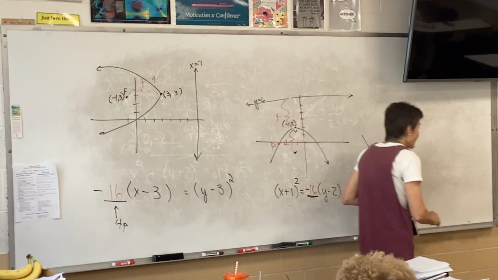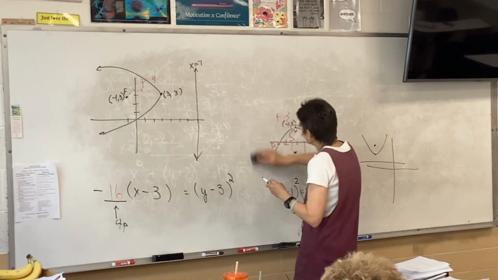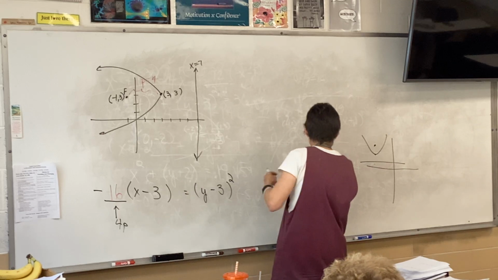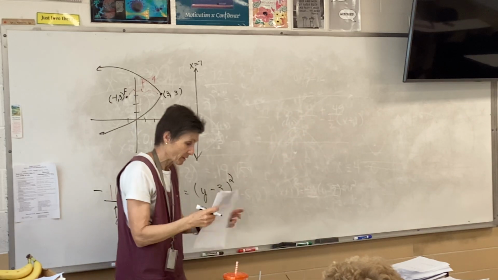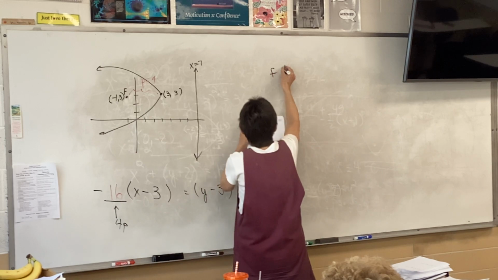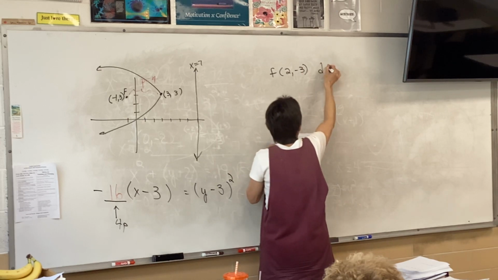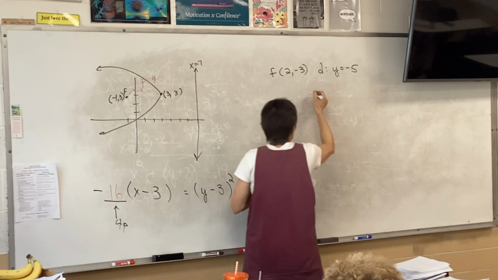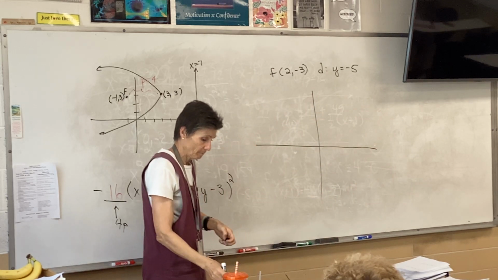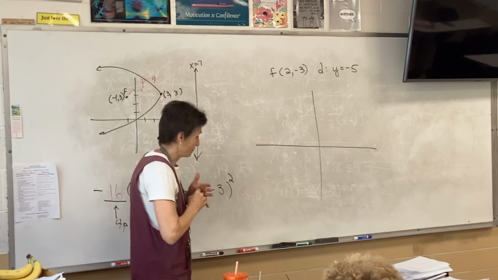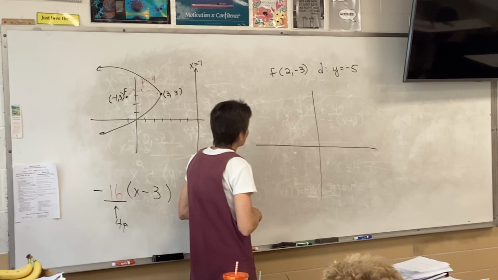There are a lot of little things to keep track of. But the good news is we do everything the same way every time. We just have to think about each of those little steps. All right, so what's next? So now we have a focus at 2, -3, and a directrix at y equals -5. I'm going to draw a picture of that so I can get a feeling for what's going on.